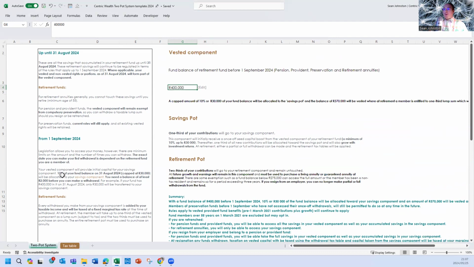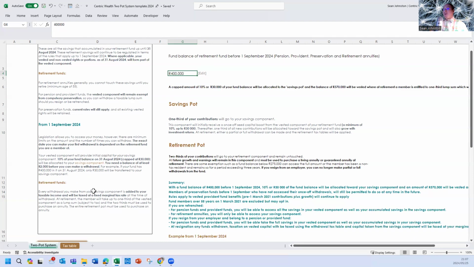So you are limited to 10% of your fund balance, capped at 30,000, and that's applied to the amount up until the 31st of August. So in this case, let's say you've got a fund balance of 400,000. 10% of 400,000 is 40, so you're capped at 30. 30,000 is the amount that's going to be allocated to your pot. We call that seed capital. To withdraw money from your savings pot, you need a minimum of 2,000 Rand in your pot to do so. If it's below 2,000, you cannot access it until you do have, obviously, 2,000 or more.